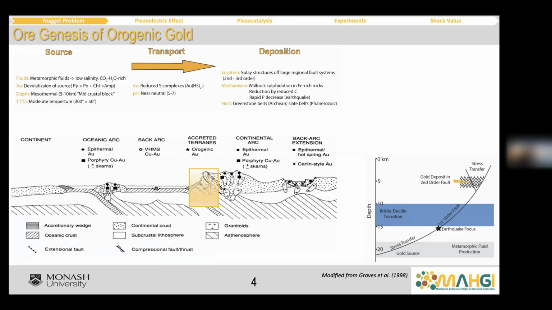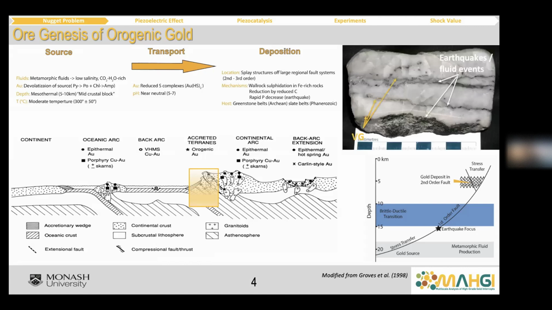Things like reduced carbon are good for just reducing gold out of solution. Rapid pressure decreases, maybe, especially if there's a vapor or phase separation, can help that. And then the hosts are often greenstone belts in the Archean and slate belts in the Phanerozoic. And I like showing this. What you're looking at is pretty much fossilized earthquake events. A quartz vein, there's some laminations in it, which you can say are analogous to earthquake events.